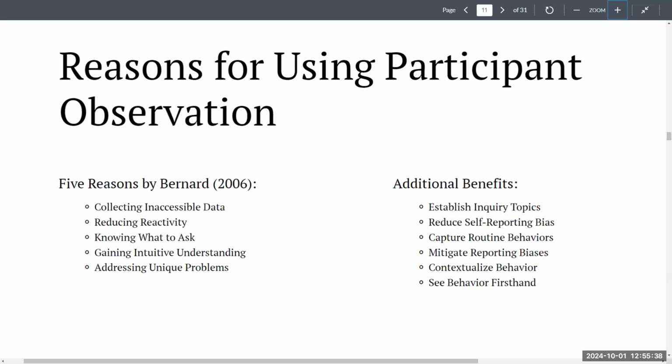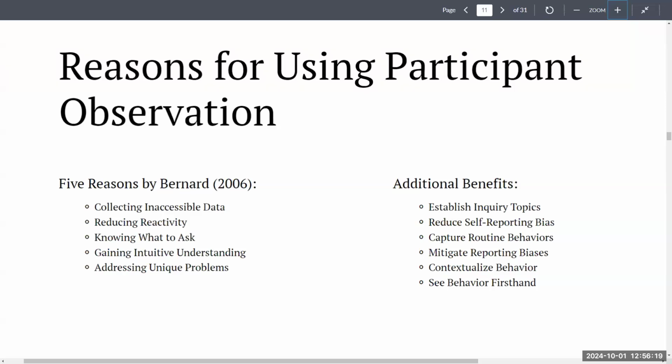All right, so reasons for using participant observation. These are five reasons by Bernard in 2006, a researcher that came up with this. Collecting inaccessible data: it allows the researcher to collect data that would otherwise be inaccessible through surveys or interviews, as we talked about, like the behaviors and the norms and rituals that people might not be aware of. Reducing reactivity: over time, participants may forget that they are being observed and accept the researcher as part of their environment, and really just let their guards down and truly become who they are.